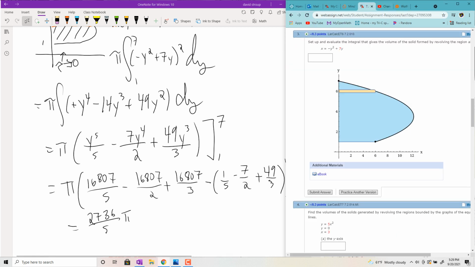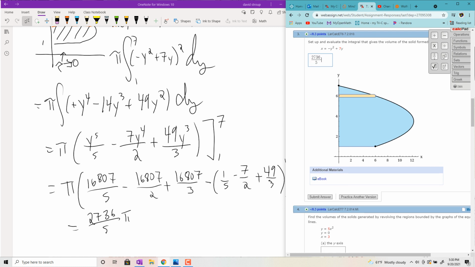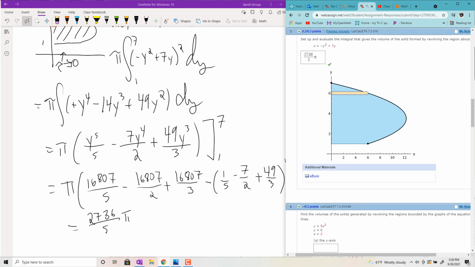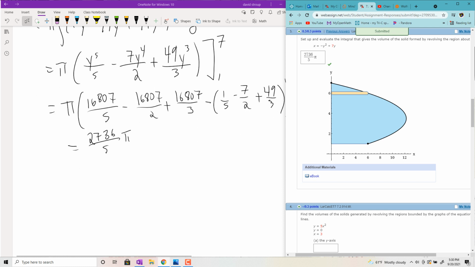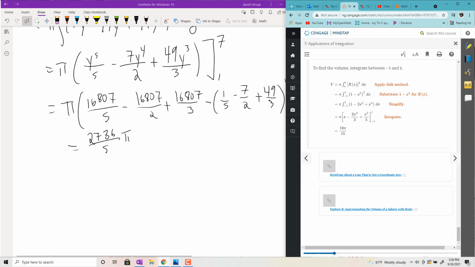Okay. So let's see if they like it. 2736 over 5. You just type pi in. Yay. Okay. Let's move on. Let's see what else they got.